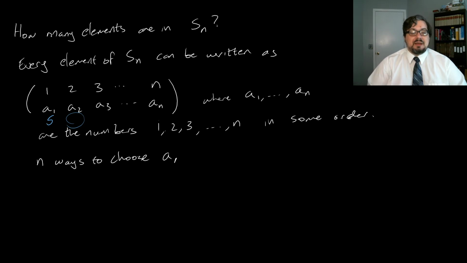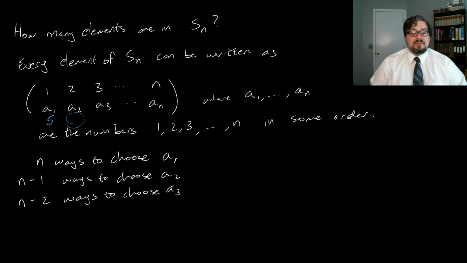So the numbers a1 through an all have to be distinct. And so in particular, there are n-1 ways to choose a2. There are n-2 ways to choose a3, because we could choose any of the numbers from 1 to n except for what we chose for a1 and a2.